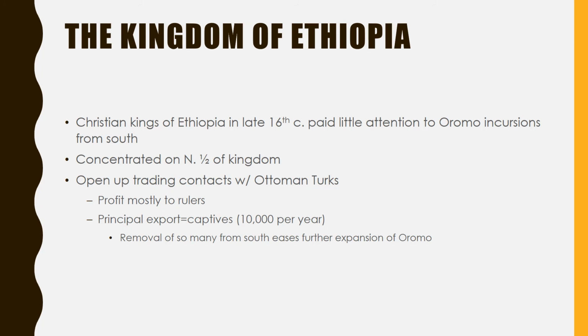The Christian kings of Ethiopia, however, in the late 16th century, paid little attention to the Oromo incursions from the south. They were concentrated on the northern half of their kingdom, but they are going to open up new trading contacts with the Ottoman Turks, the profits of which went mostly to the rulers, no surprise there. At the time, their principal export was captives. As many as 10,000 captives per year were sent out by the Ethiopian Empire. And the removal of so many people from the south in terms of their captivity is only going to ease the further expansion of the Oromo.